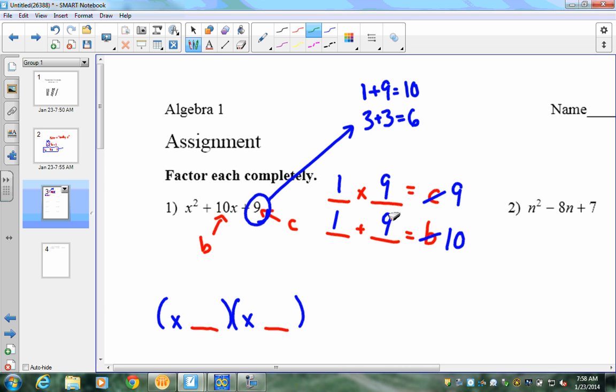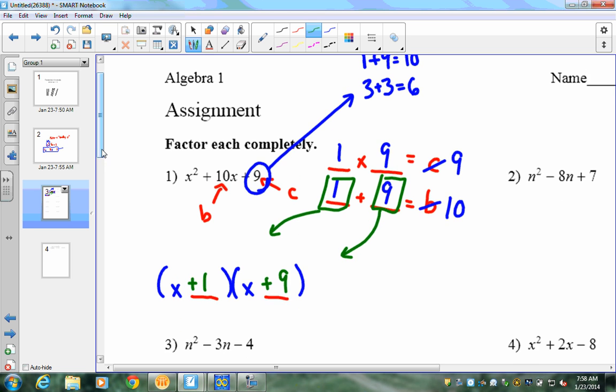The only thing you have to do now is take your 1 and 9 and plug them into your parentheses. And you can plug them in any way you want to. This is a positive 1, so I would say (x plus 1)(x plus 9). Now you might be asking me, well, Coach Ford, what if I wrote it like this, (x plus 9)(x plus 1)? Would that be wrong? The answer is no. It's the same thing. You can put them in any way.